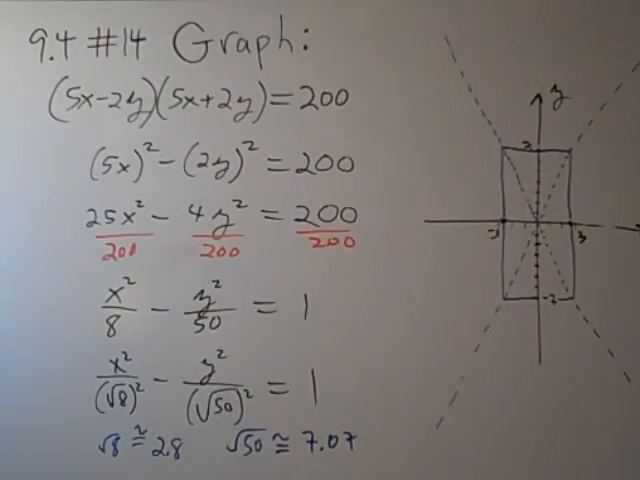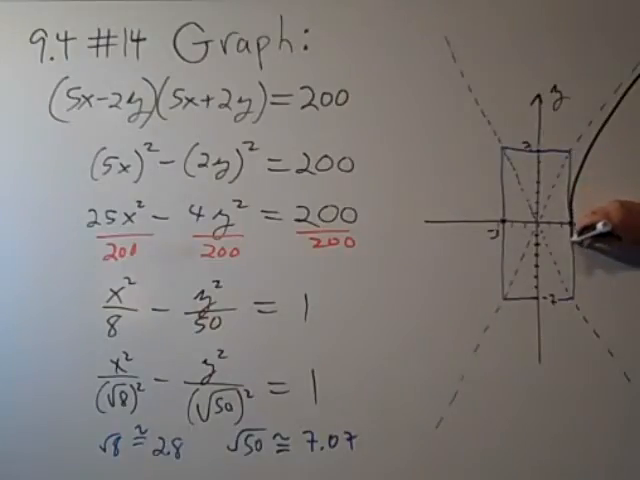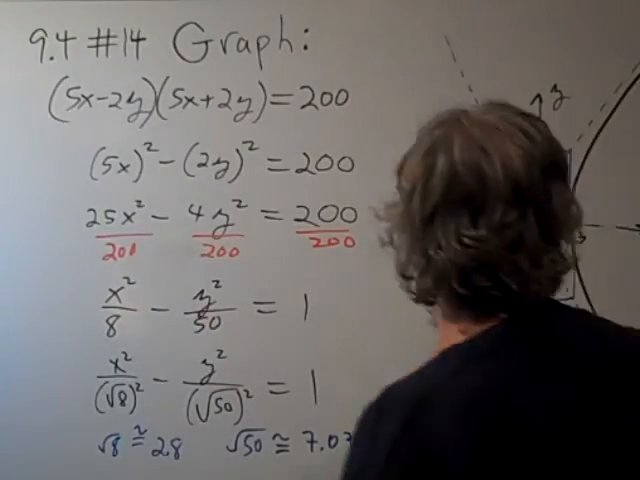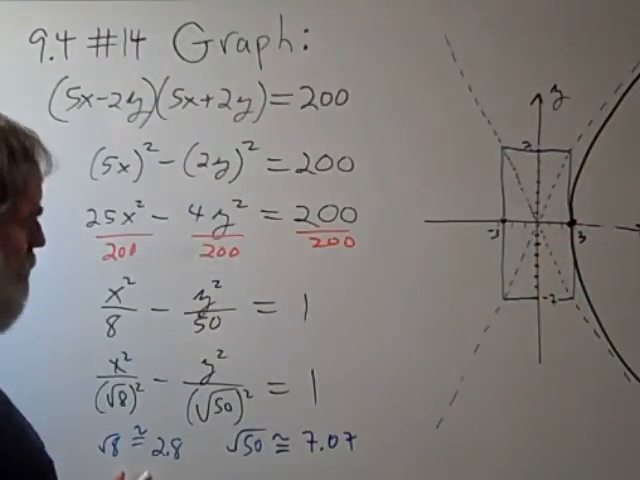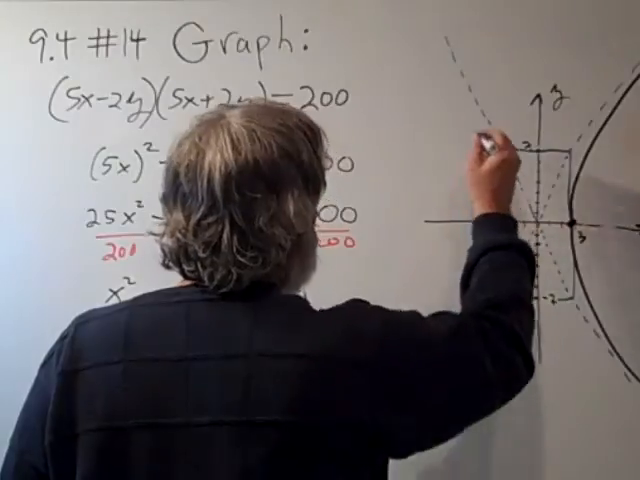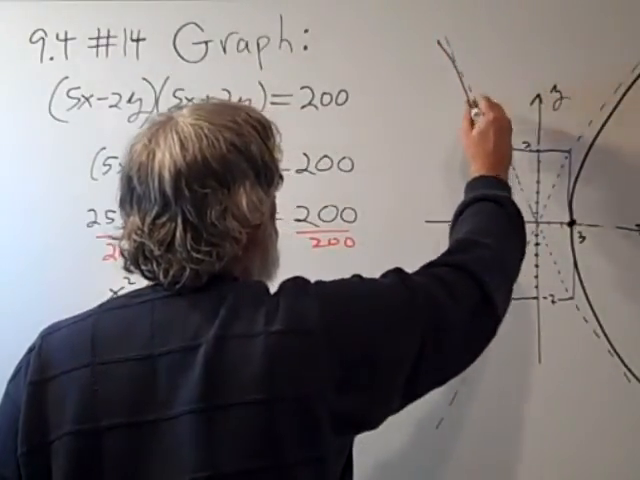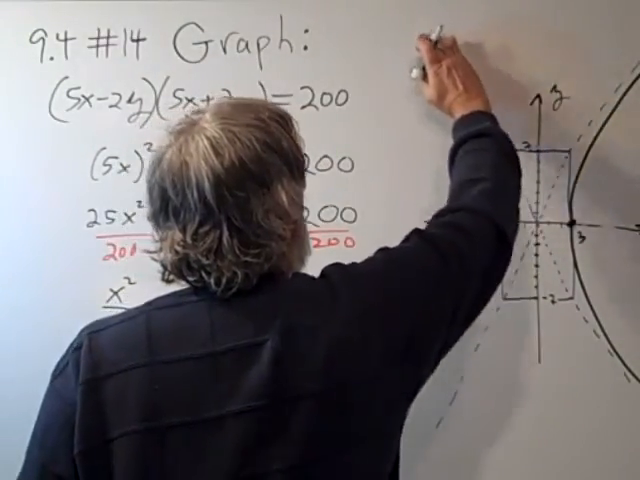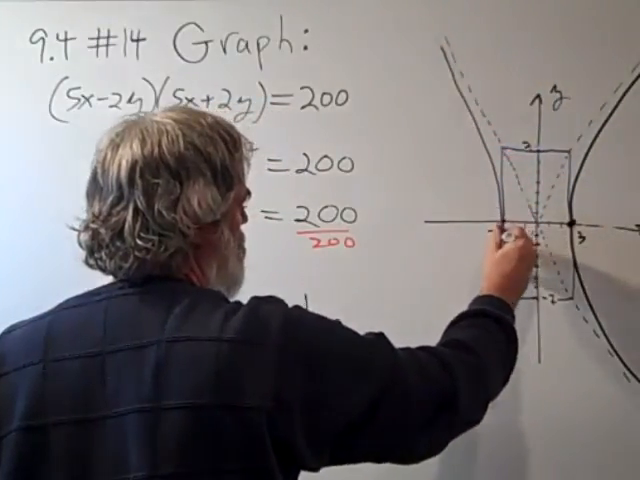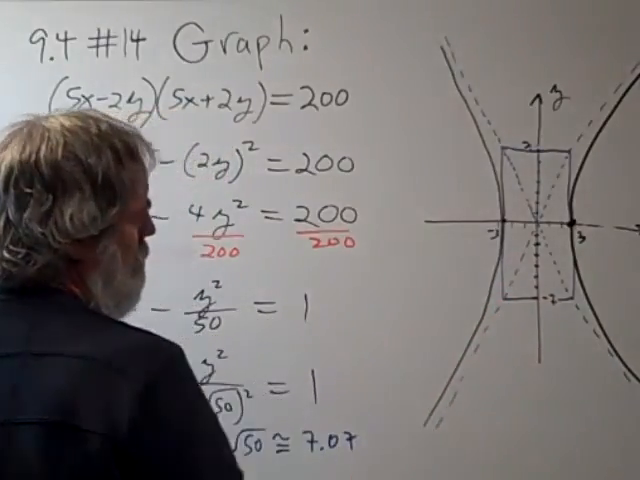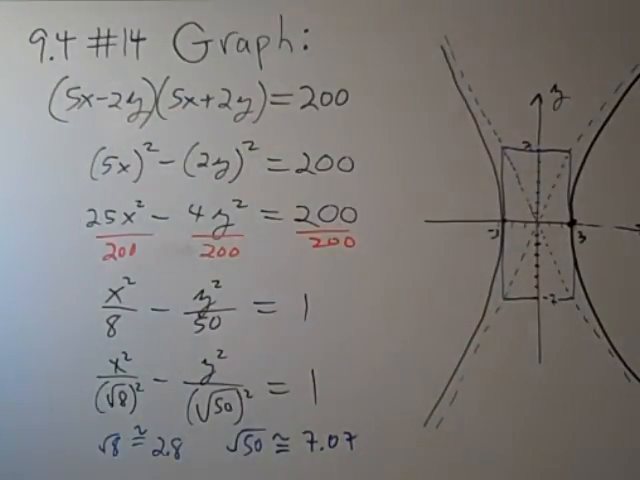So our hyperbola comes like this, asymptotically approaching that dashed line, then on both sides, cutting through the x-axis at that point, which is the square root of 8. And on the other side, the same thing happens. So we have this asymptotic curve approaching this line, coming in, cutting through the x-axis at negative 2.8, and then approaching its asymptote on the other side. So there we have it, the graph of this hyperbola.